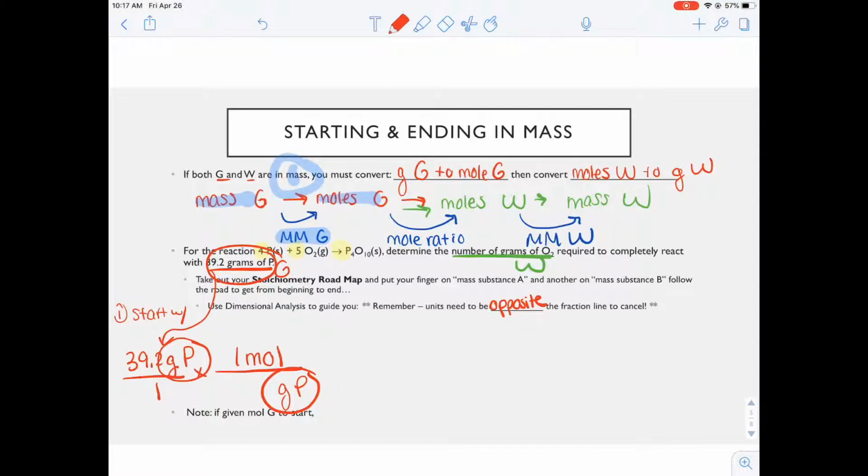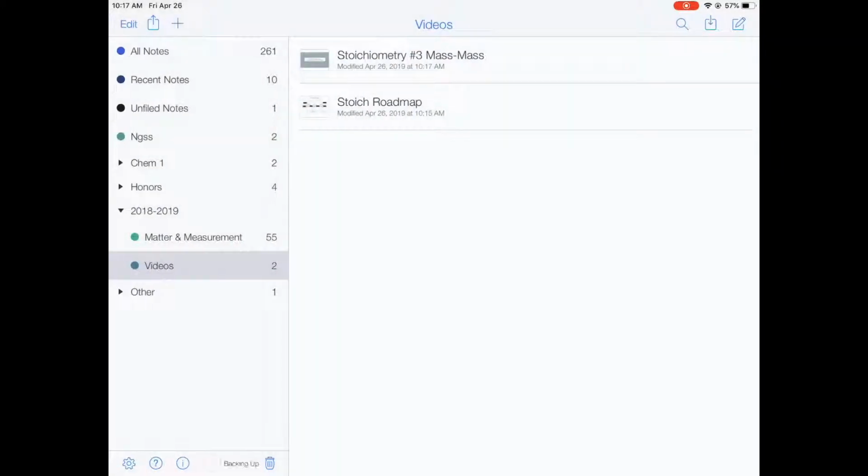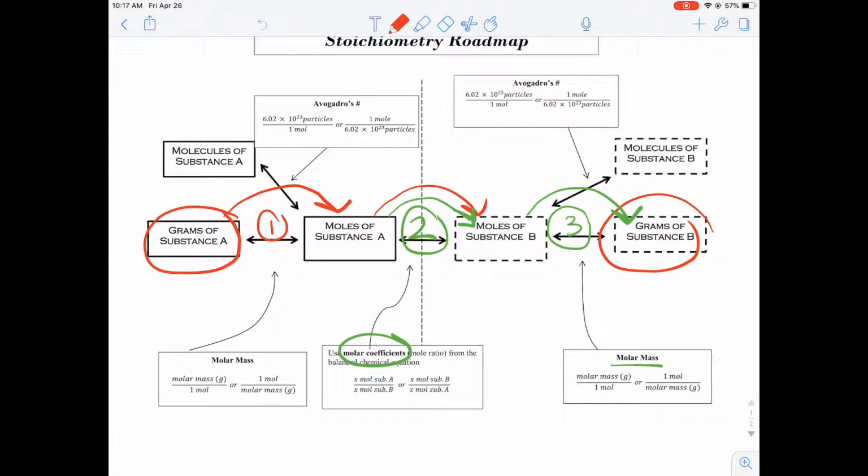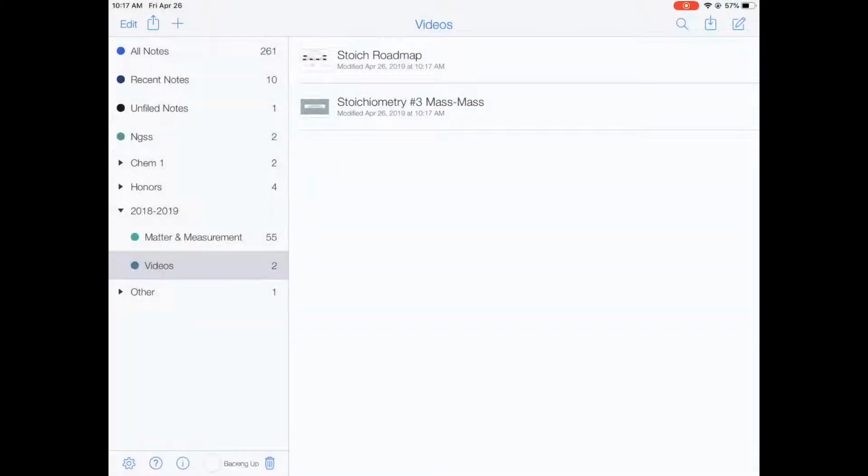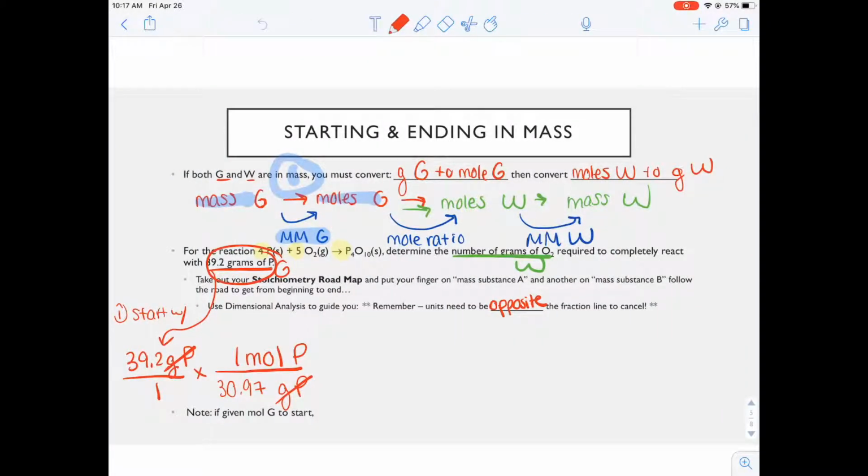Then you need to look at the periodic table to find the molar mass of phosphorus, which is, let's see, 30.97 grams. Okay. Make sure we label that properly. So now grams of phosphorus are done. We successfully went from here to there. Check. Step 1's done. All right, now we're in moles of still what we're given. So let's set up another fraction.